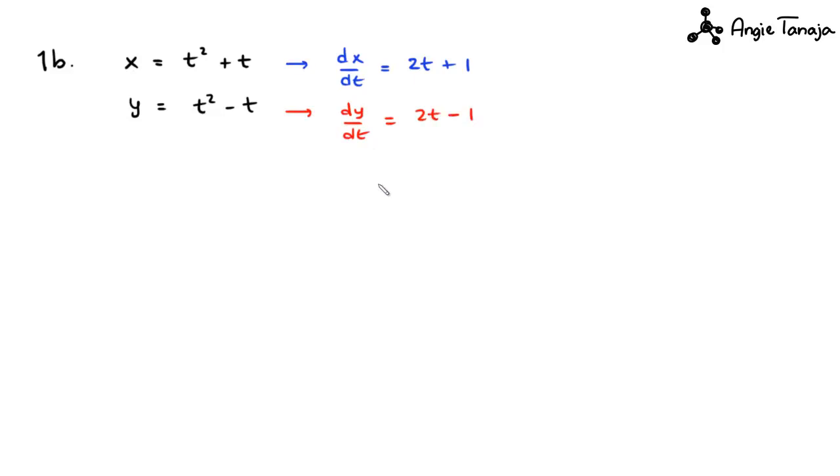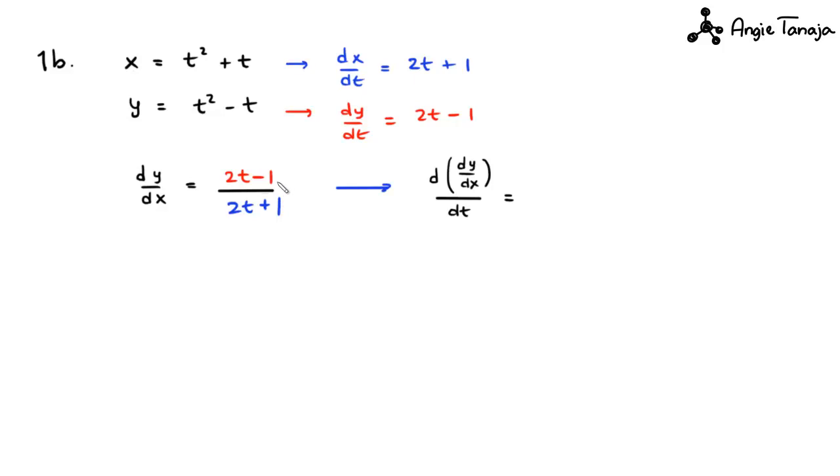1b, you can also try by yourself. X equal to t square plus t, while y equal to t square plus negative t. So from here, you can find the dx over dt first. This will be simply 2t plus 1. But for this one, dy over dt, it will be 2t minus 1. Now, the question is the first derivative, which is dy over dx.